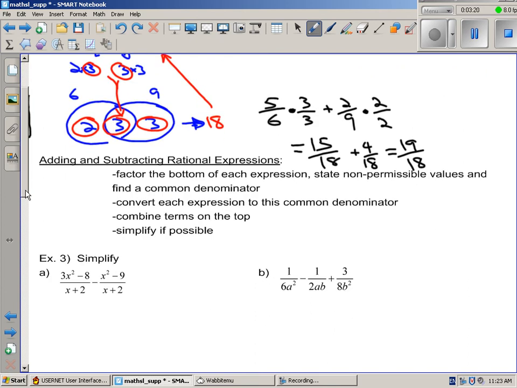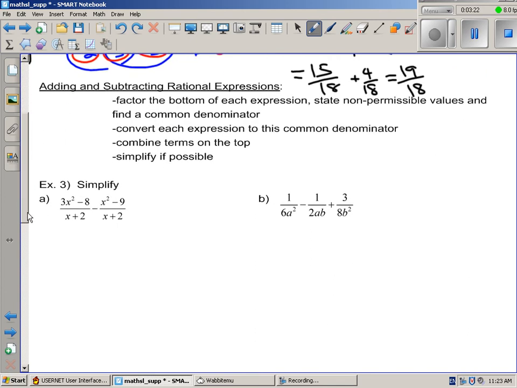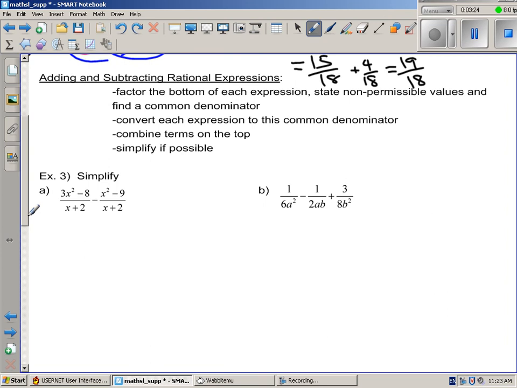That brings us to adding and subtracting rational expressions. So as per usual, we're going to do some factoring. We're going to factor the bottom of each expression. We'll state non-permissible values. Those are the values that cause division by 0, which we know is strictly forbidden. And we'll find a common denominator. We'll find the lowest one that we possibly can. Otherwise, it's going to be really hard for us to simplify.